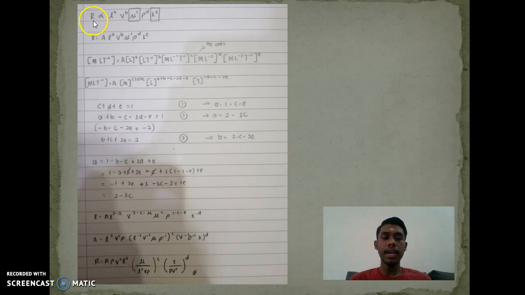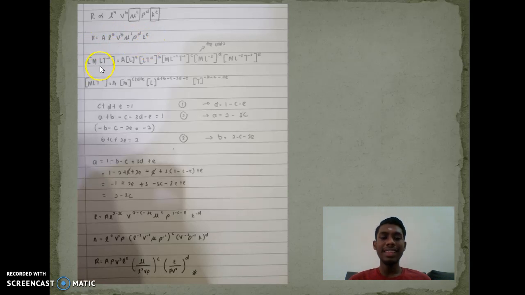So first we're going to write R directly proportional to length to the power of a, V to the power of b, mu to the power of c, rho to the power of d, and K to the power of e. So R is equal to A, L^a, V^b, mu^c, rho^d, and K^e.